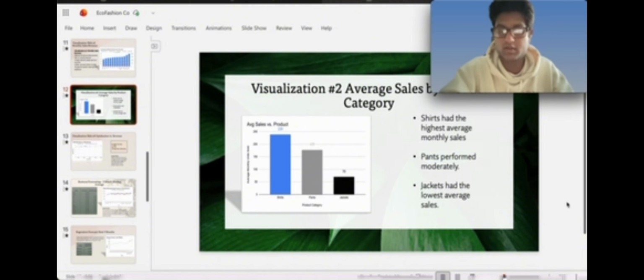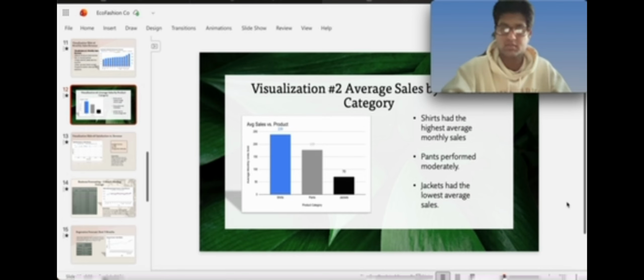Jackets, on the other hand, follow a much more seasonal pattern. Sales remain relatively low for most of the year, but increase sharply during colder months, particularly in late fall and winter. This makes sense as jackets are typically purchased when temperatures drop.